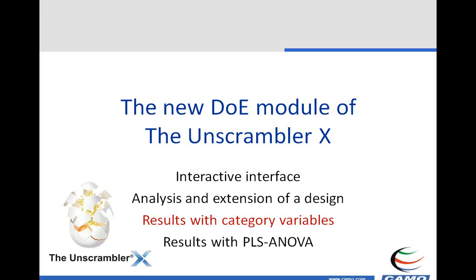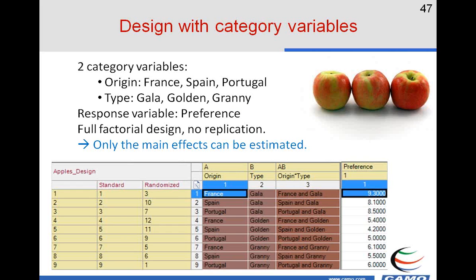Some other results that are a bit different from the general result are when you are dealing with category variables. So here I made an example with apples. We have 2 different variables that are category variables. We have the origin, which is France, Spain, and Portugal. And then we have the type, Gala, Golden, and Granny. And we have, again, a response variable that is preference.